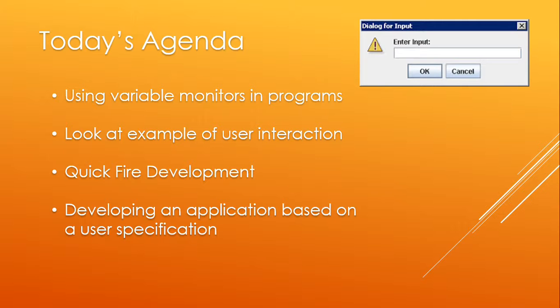Okay, so we're going to look at using variable monitors in programs. I'll show you what that means just a bit now. We're going to look at an example of user interaction using those variable monitors, and then we're going to have, as I mentioned, the quickfire development session, and then developing an application just based on what the user requirements are. So what if you're writing a program for somebody else and they give you what they need or want, how do you go about doing it? Or we're going to test to see how well you can do it.